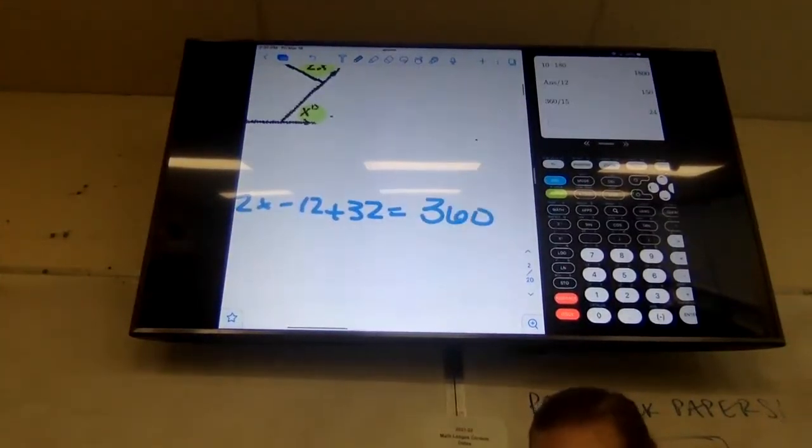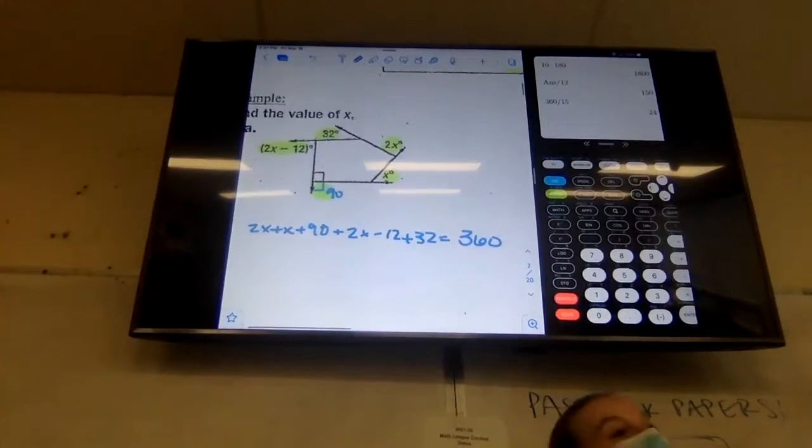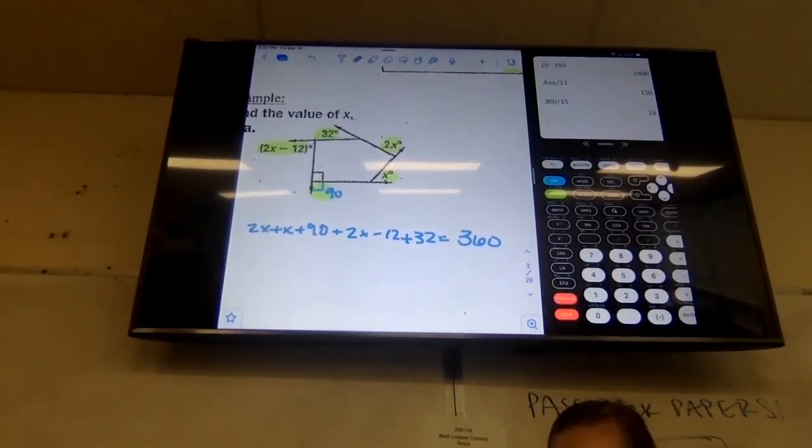Wait, what's the one by the right angle? Oh, you just write that. It wasn't minus 12. Why is it minus 12? Because that's what this angle says right there.